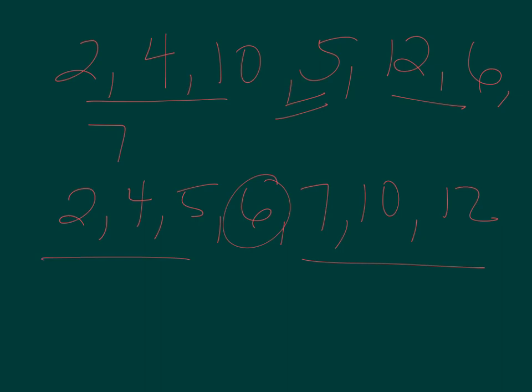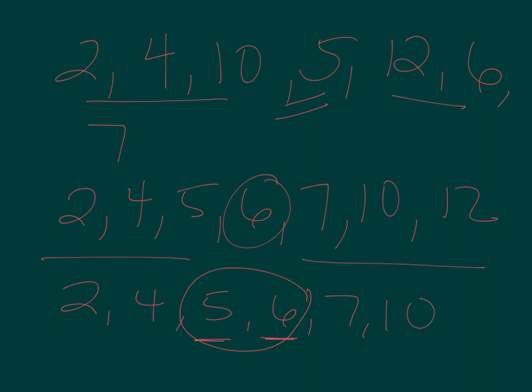Now, just say that I had 2, 4, 5, 6, 7, 10. So I didn't have 12. I don't really have one middle number, right? Because if I chose 6, there's 2 numbers after and 3 numbers before. If I chose 5, there's 3 numbers after, 2 before. So basically I have 2 middle numbers.